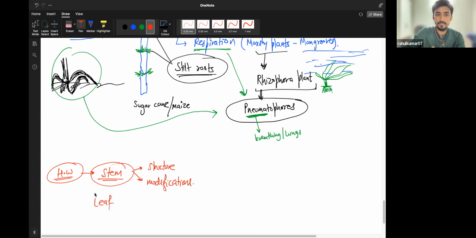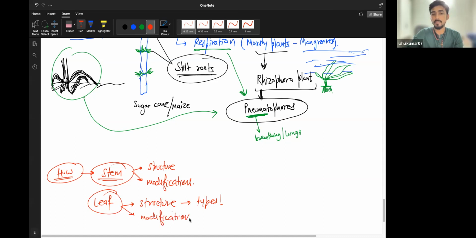And then also study leaf. But in leaf there are many things. You will be talking about the structure of leaf. There will be types of leaves. So you have to focus on types and also their modifications. See, modifications are very important. Okay. So this we will finish in the next class. Okay. Iram and Asha, do you have any doubts that you want to ask? Iram, Asha, any doubts?